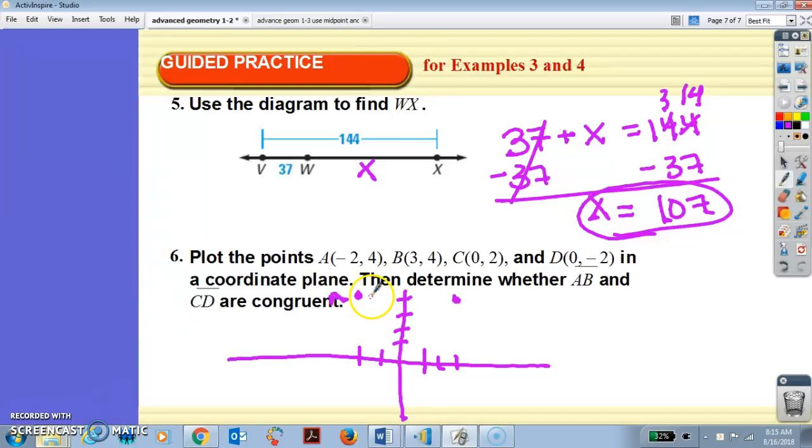So from -2, 4 to 3, 4 is a distance of 5, right? And then 0, 2 to 0, -2, that's only a distance of 4. +2 and -2 is only going to be a distance of 4. So they are not equal. They are not congruent. So AB is not congruent to CD.